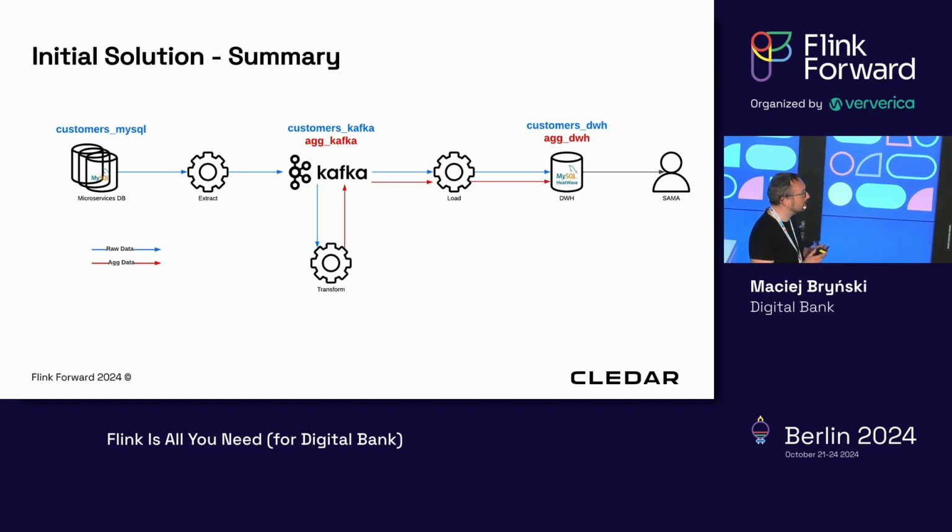So to sum up, we built our pipeline with just a bunch of SQL. We have 5 create tables: one in the microservices DB, 2 Kafka topics, 2 in the data warehouse. And we create 4 Flink jobs: 1 extract, 1 transformation, and 2 load. And this is it. So we met all the bank requirements.